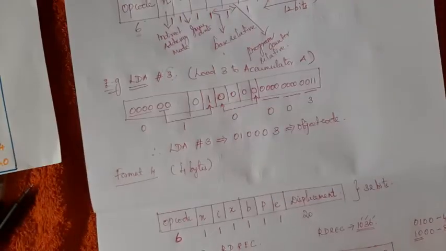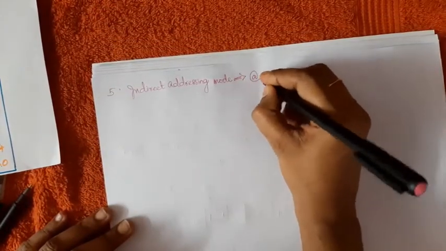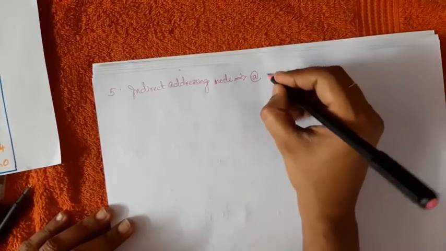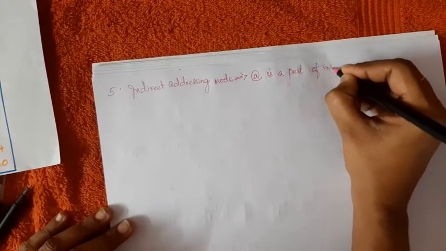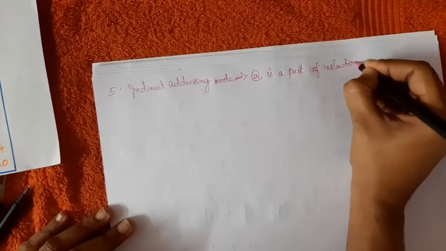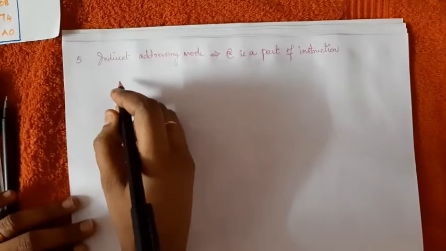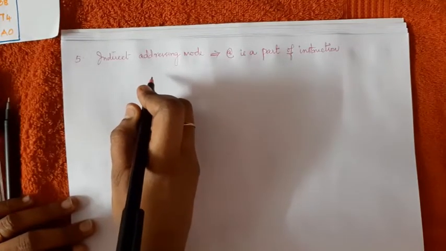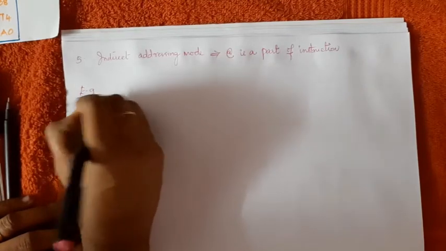Okay, like that. Likewise we have what? At is a part of an instruction. We say that it is an indirect addressing mode. At is a part of an instruction. We say that the instruction is an indirect addressing mode. Okay, we will see an example of how to calculate the target address using program counter relative addressing mode.